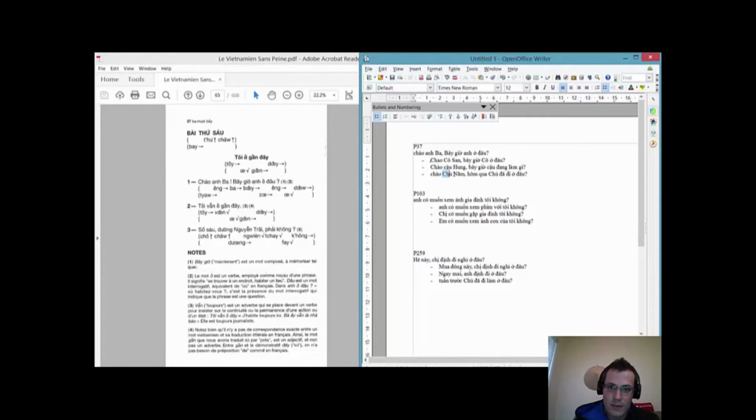And same thing here, swapping out the person, and here I'm just changing the time frame. Chào chú Nam, hôm qua chú đã đi đâu? So yesterday, where did you go? So you get the basic idea. Basically substituting one word for another word, substituting out the action word or the time frame, gives you a whole bunch of new sentences, and you could keep doing this over and over again. You don't have to stop with three.